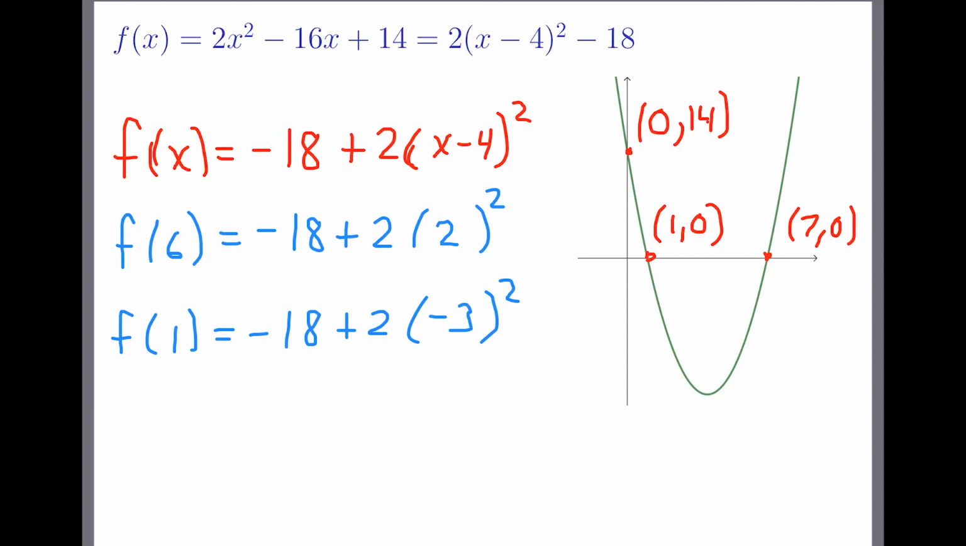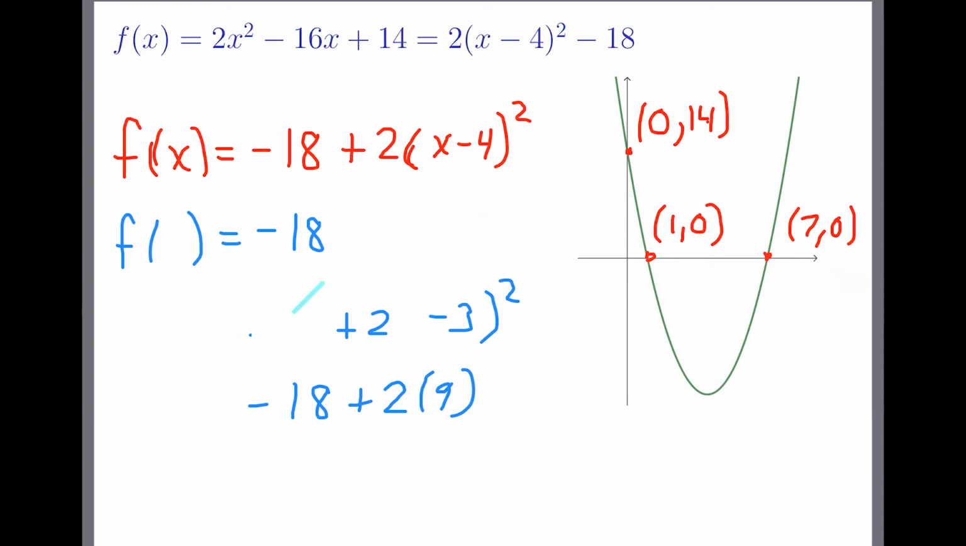And let's think carefully about this. It's going to be negative 18 plus, even though there's a negative 3 inside of these parentheses, we're squaring it, so it becomes a positive 9. So it's really 2 times 9. And actually, that ends up being equal to 0. We've seen this before. But the key idea is that it seems like no matter what we plug into this function, we're getting negative 18, and then we are adding 2 times something that's non-negative.